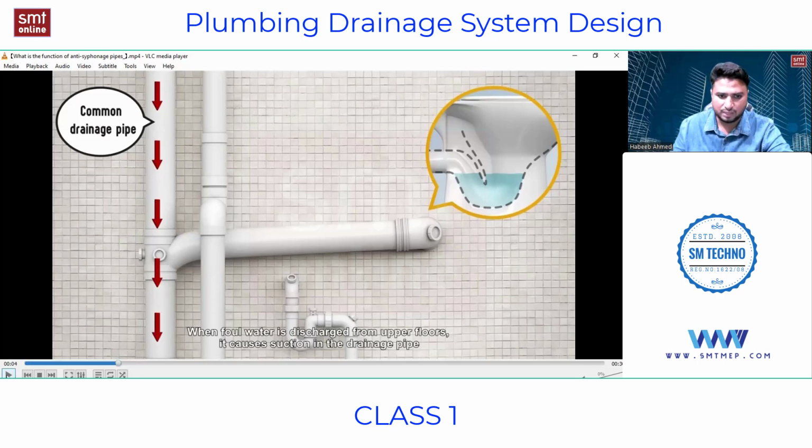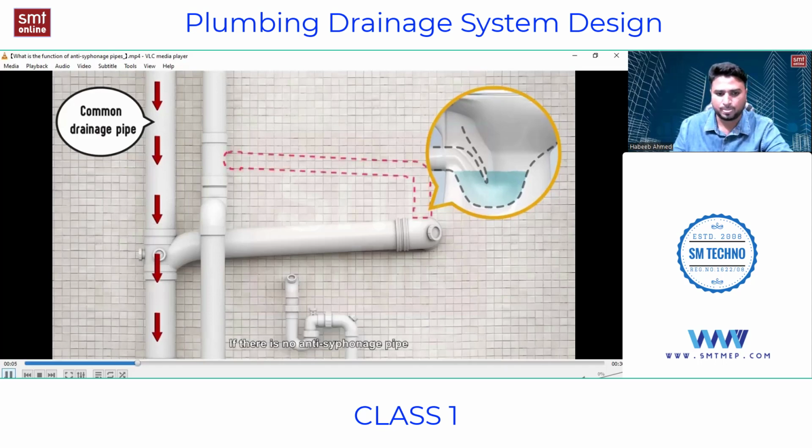So what is happening when the foul water is discharged from the above floors? That means the foul water is coming down from the topmost floors or the floors above. Suction in the drain pipes might happen. So if there is no anti-siphonage pipe... this is an anti-siphonage pipe. Just now we have learned that this is a vent pipe which is connected to this anti-siphonage pipe. An anti-siphonage pipe is a pipe which is connected at the outlet of the WC.